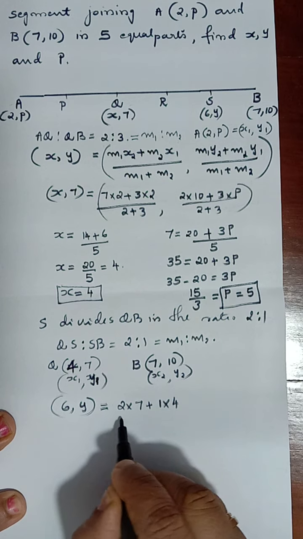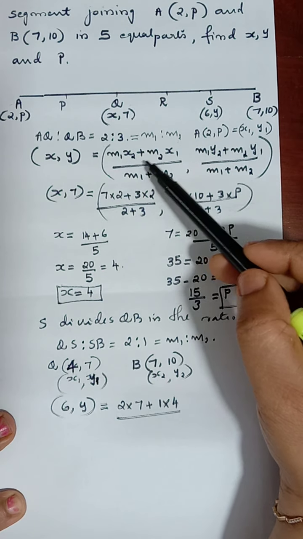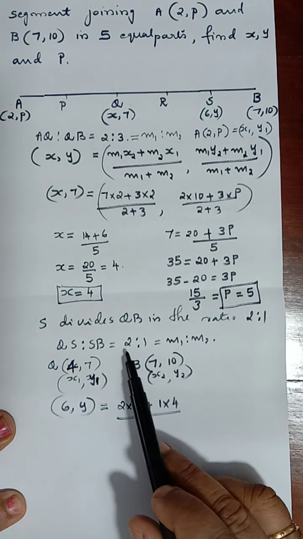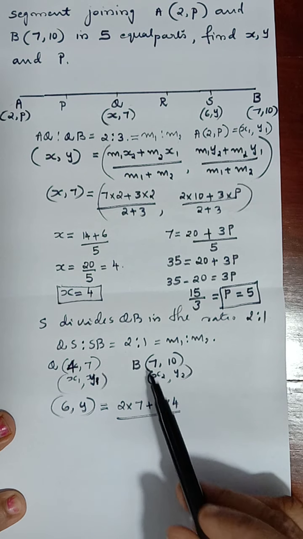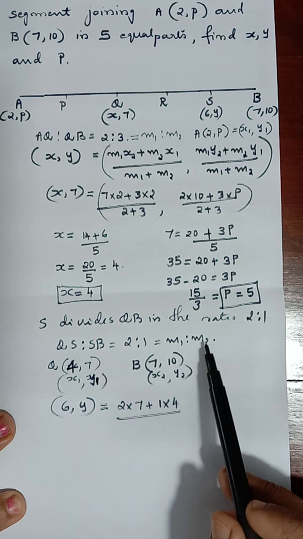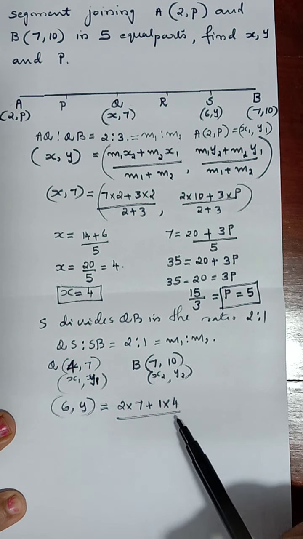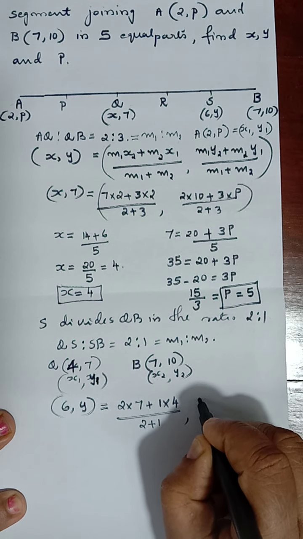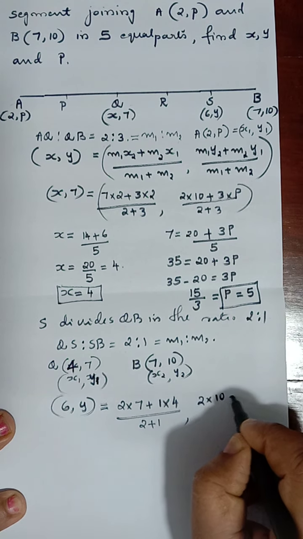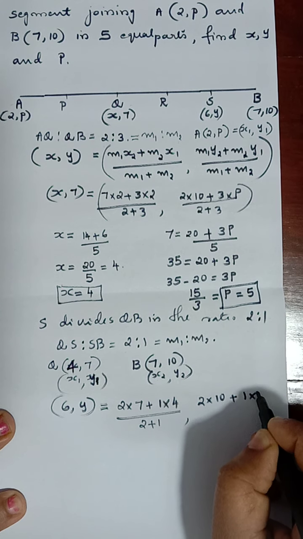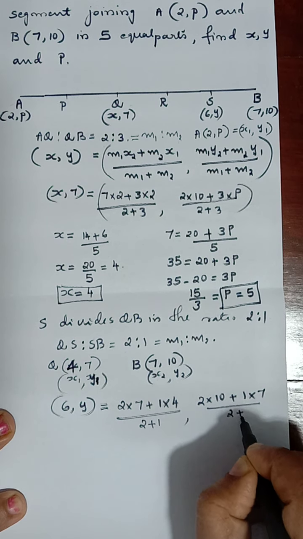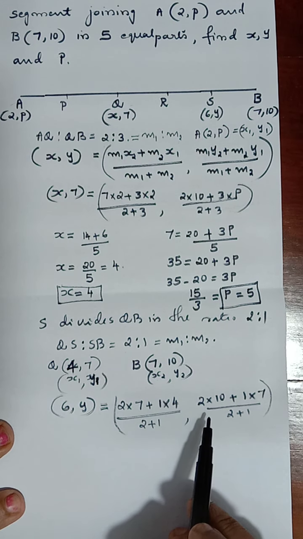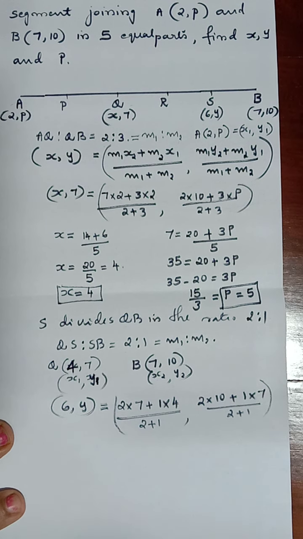X1 is 4. So our formula is M1 X2 plus M2 X1. Check once more: M1 is 2 into X2 which is 7, plus M2 which is 1 into X1 which is 4, divided by M1 plus M2. For Y, it is M1 Y2, 2 into Y2 which is 10, plus M2 Y1 which is 7, divided by 2 plus 1. So here also we can compare these two and we'll get the answer for what is Y.